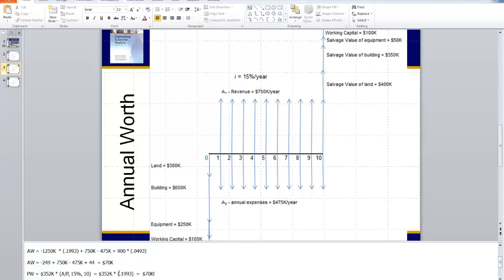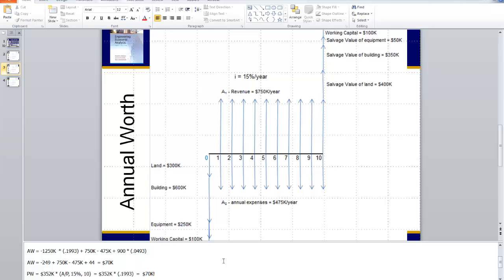We find that factor from the tables, which obviously is the same as what we had up here. And surprise, surprise, it turns out to be $70,000. So no matter how you go about it, the annuity is going to be $70,000 positive. We could have done the same thing, taken the $70,000 and converted it back to a present worth, and it would have been $352K. So the decision is the same whether we're looking at annual worth or present worth. When that is positive or greater than 0, then we move forward with the project.